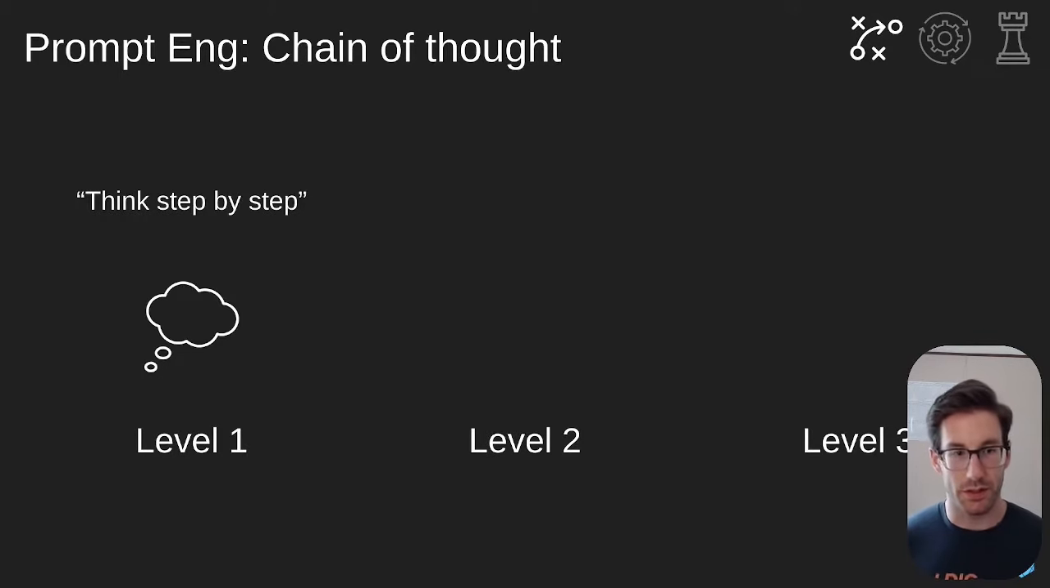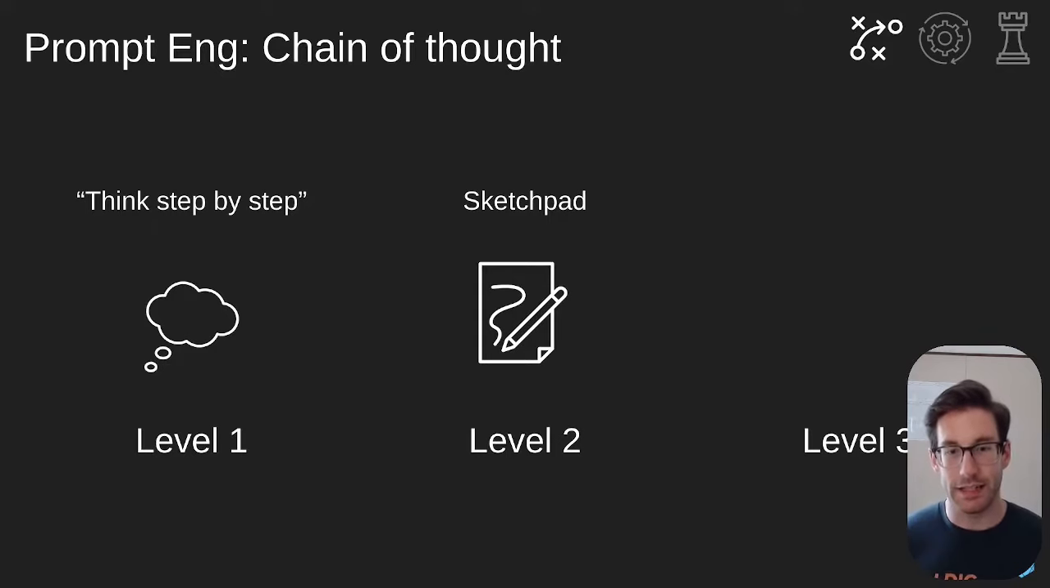So the basic level is simply tacking on at the end of your prompt, "think step by step." This is the very basic version, level 1. The next step is actually offering up a sketchpad to the LLM.